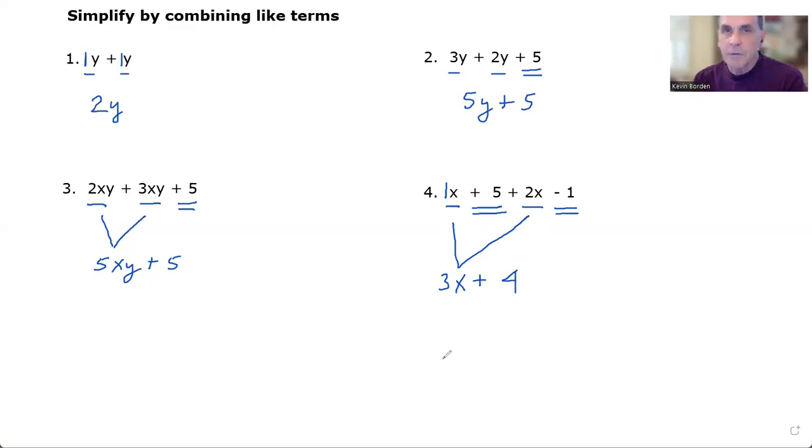3x plus 4. So hopefully that was a short but helpful introduction to combining like terms. So take a look at the 10 practice problems that follow. And if you need to do this again, come back and take a look at this video and try those 10 problems again and see if you do better the second time. Good luck.